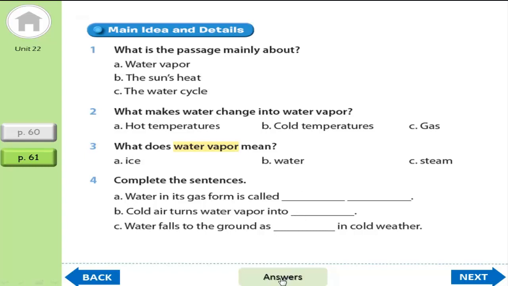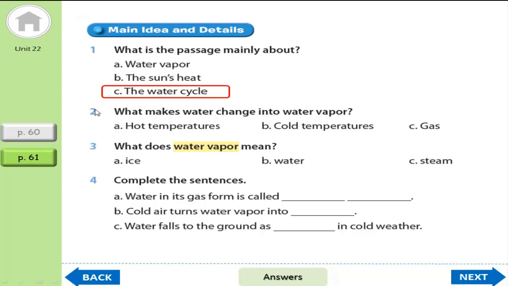Okay, let's take the answer. This is the main idea of the passage. Let us see, because our unit is about the water cycle.